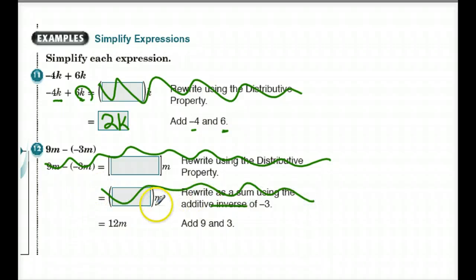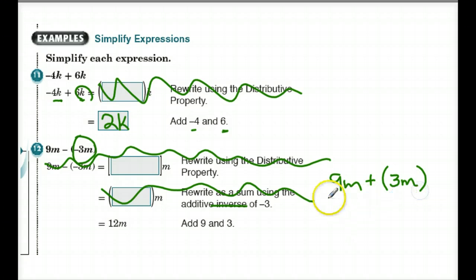And this step, we are going to rewrite using the additive inverse, but we are going to do it in a different way. So we'll do it over here. It says 9m minus -3m. So remember, we change the sign to plus, and then our additive inverse of -3m is +3m. So what is 9m plus 3m? Well, we know we can combine those because they are like terms, and that's 12m. So you just add 9 and 3 and you get 12m.